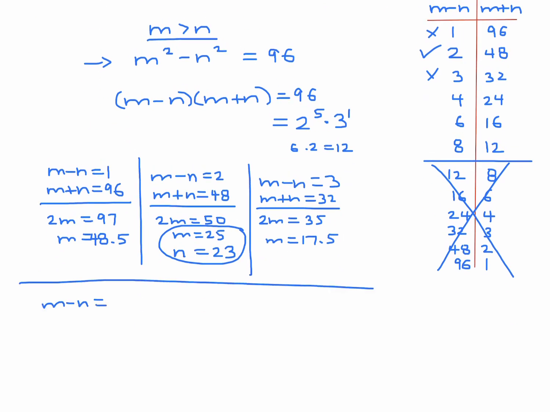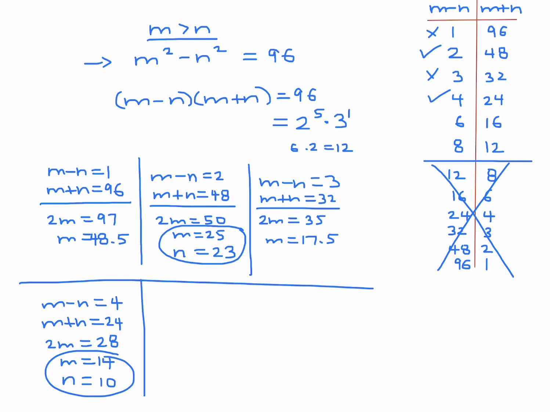M minus n is equal to 4. M plus n is equal to 24. Therefore, 2m is equal to 28. And m is equal to 14. That is an integer. Solving for n, and that will give you n is equal to 10. There you go. We got another one.